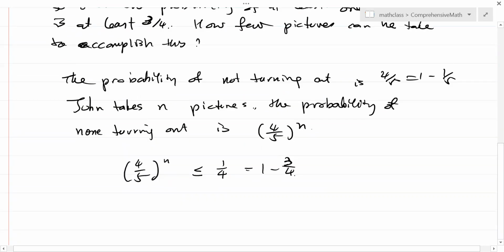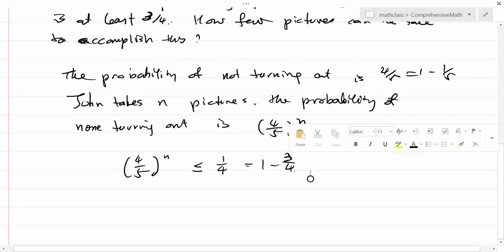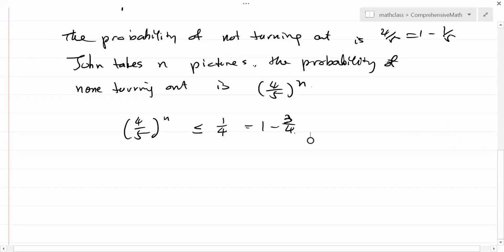Okay, let's go back to that. We want to find the probability of at least one turning out, right? Now it's easier to find the probability that none of them turn out. None of them turning out should be greater than, no, it should be less than, because otherwise at least becomes greater than, right? So at least becomes at most 1/4. As long as you set up this inequality, then you're trying to get the smallest n satisfying this inequality.